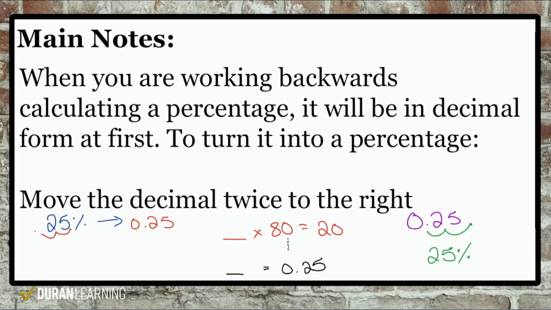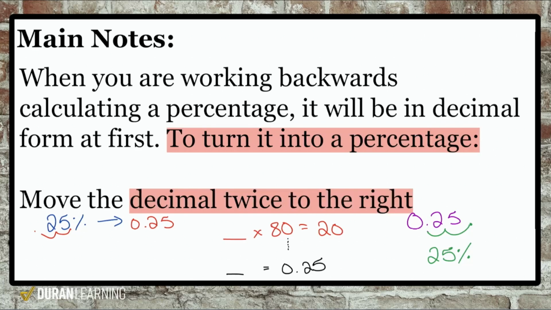Do you get that simple but very important rule? When we're working backwards, calculating that percentage, it's going to be in decimal form. We just have to turn it back into a percent. To turn it back into a percentage, move the decimal twice to the right. 0.25, move that decimal twice to the right, gives you 25%. Just remember, in the same way that we go from percent to decimal, twice to the left, working backwards, we go twice to the right. That's all I'm trying to express. Again, straightforward, but easy to forget, so I had to emphasize it a little bit there.